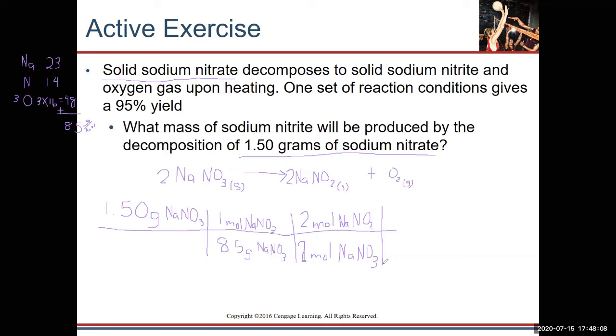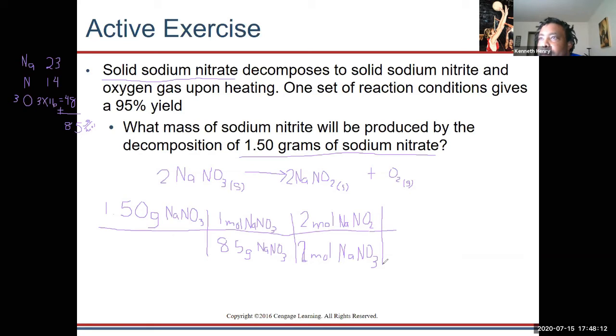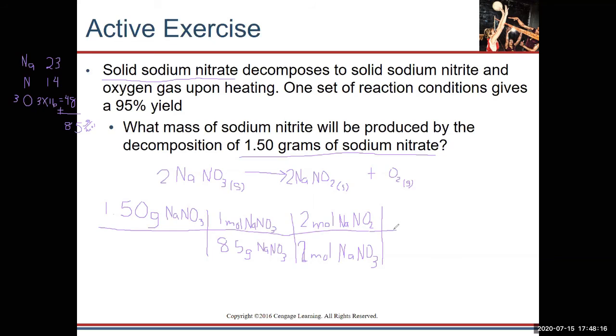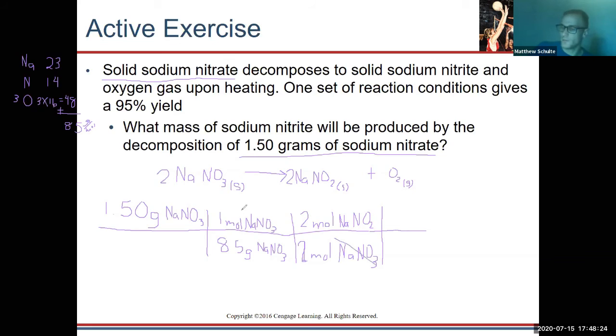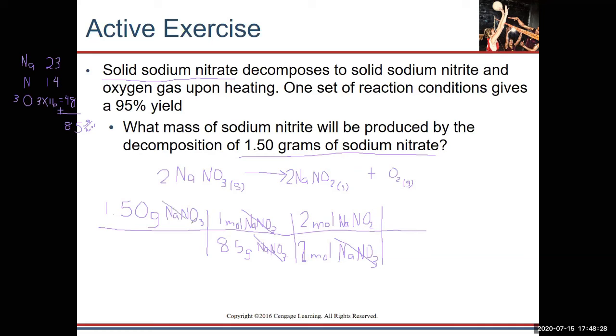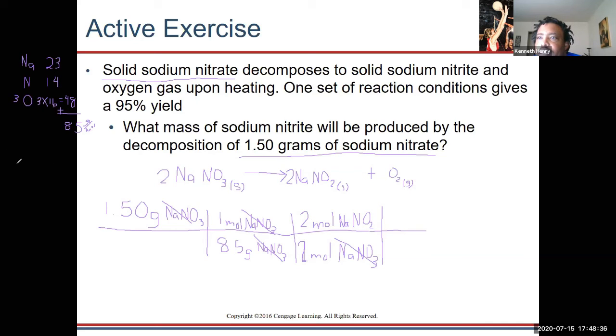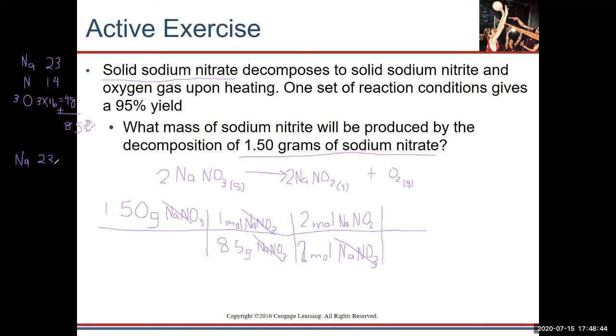Got 2 times. So then what do I do now? We look for the coming together first. Is this where you put the combination of the atomic mass on top? Yeah, the atomic mass. So what will be the atomic mass of nitrite? 23 plus 14, and plus 2 of 16. 69.